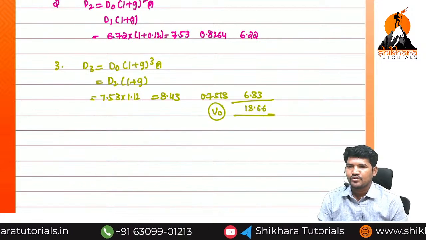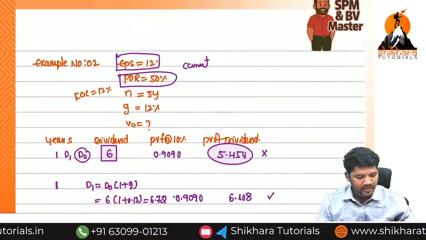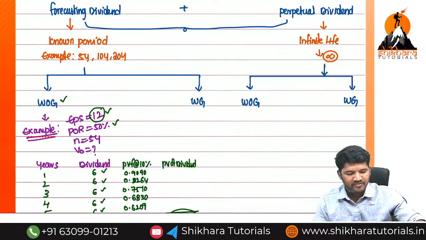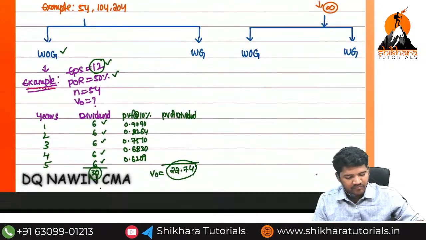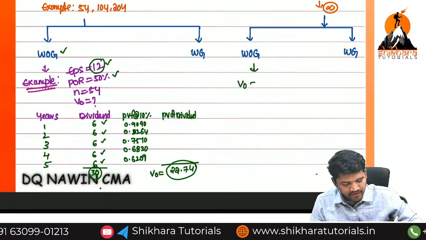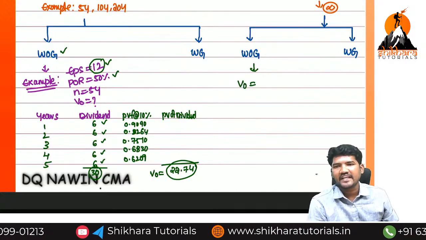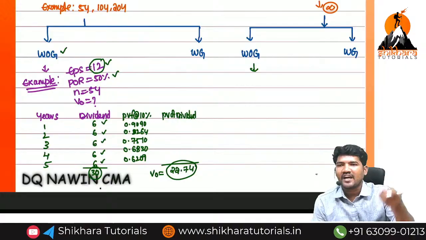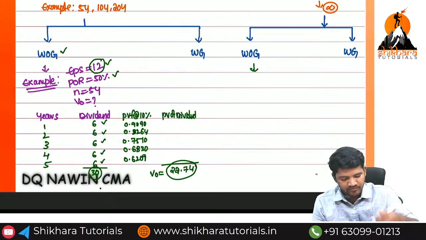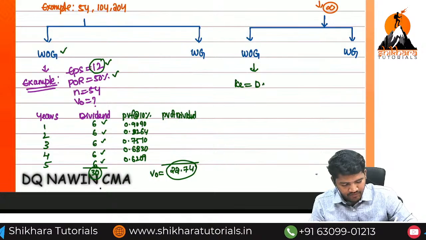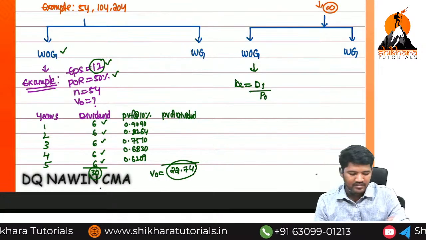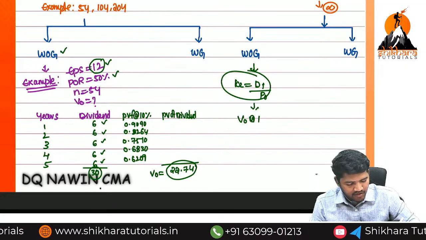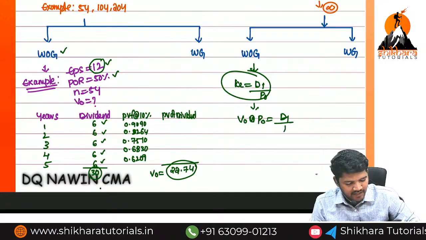Any doubts? Sure. So shall I start with the infinity life? With growth or without growth? You already know what is the formula for dividend model without growth, KE calculation. KE equals D1 divided by P0. Yes or no, sir? Just shuffle this: V0 or P0 equals D1 divided by KE. Completed.